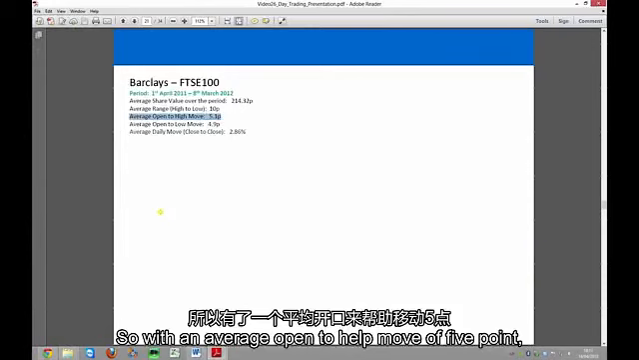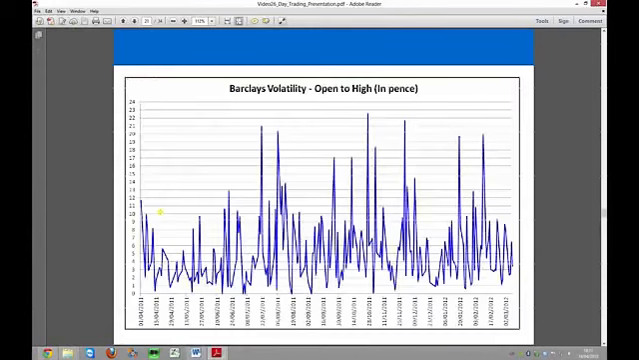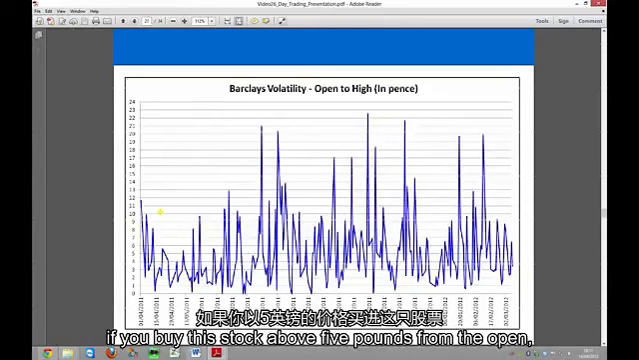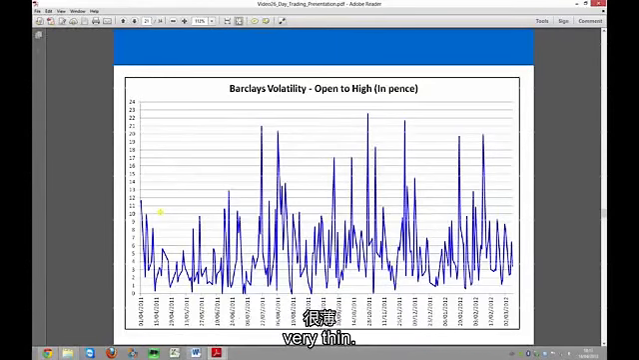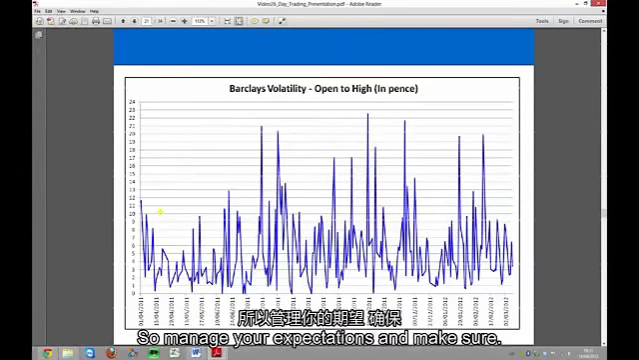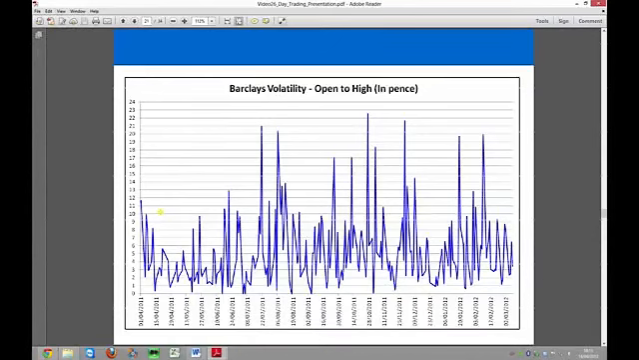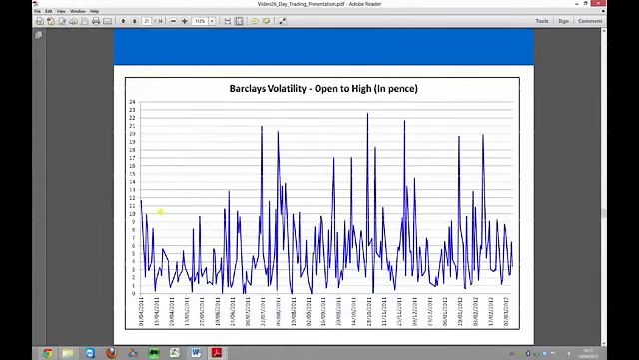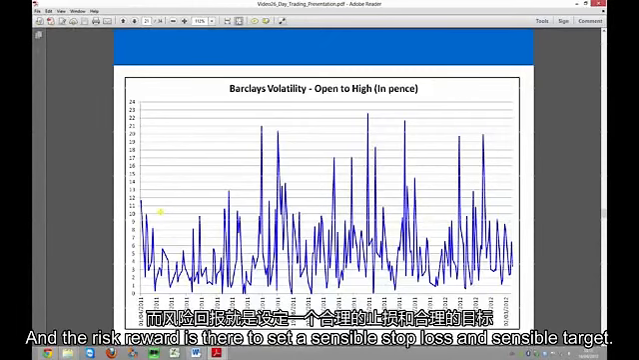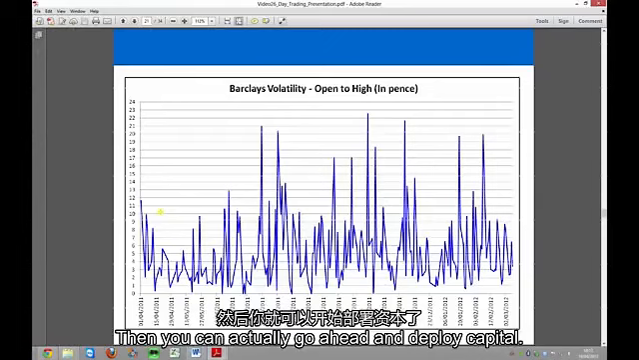So with an average open to high move of 5.1 pence from the open, if you buy this stock above 5 pence from the open, your odds of making money are actually very, very thin. So manage your expectations and make sure that A, you either don't do it, or B, if you're going to trade in Barclays and you get the situation at a good price and the risk reward is there, set a sensible stop loss and sensible target, then you can go ahead and deploy capital.